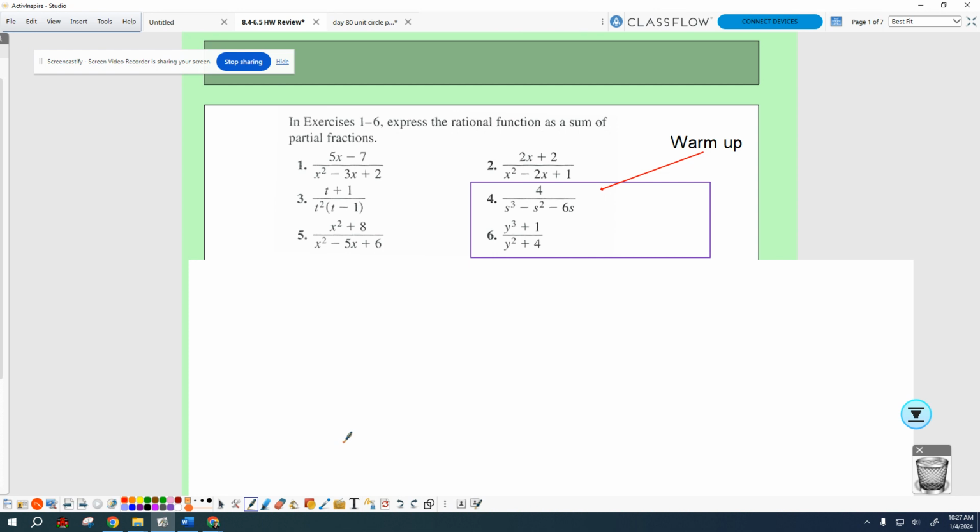All right, guys. So, these are two problems out of the textbook. Your homework last night was on Delta Math. Try these two things, which are just asking you to express this as a sum in partial fractions. Exactly. Partial fractions. Three fractions.